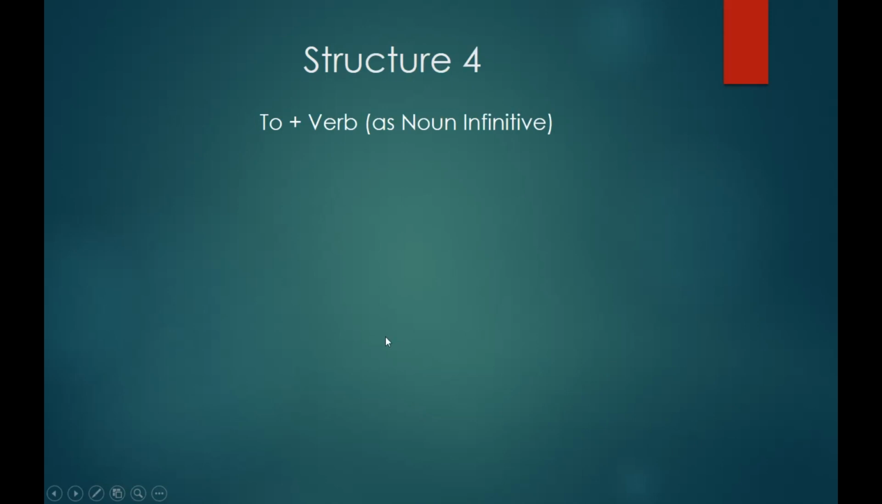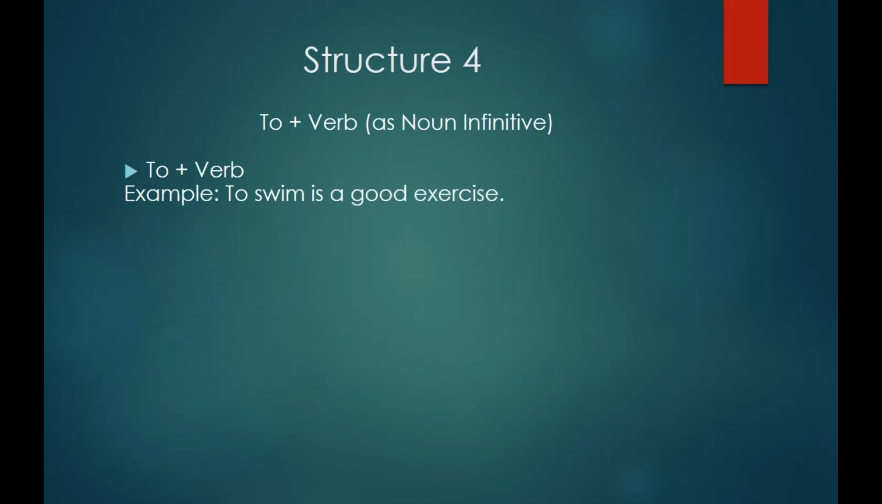Structure number 4: to plus verb, as noun, infinitive. When we want to express the action or process of action of a verb, we can use the process of the action to be a noun. For example, to swim is a good exercise. So to swim is used here as a noun. So it is a noun phrase here. I like to play. So to play is an object to the verb like.